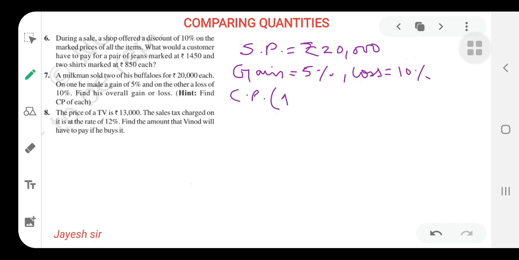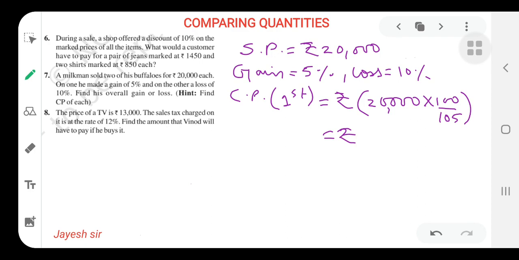So I'm writing the cost price of the first buffalo. I'm writing first over here. On first what we have done, 20,000. I have gained 5%. That means in the denominator 105% would be there, because I have gained. That means the amount is more than the cost price of that. So let us find the cost price. After cancelling it, you will find that the cost price of the buffalo would be 19047.62. That is the cost price of the first buffalo.